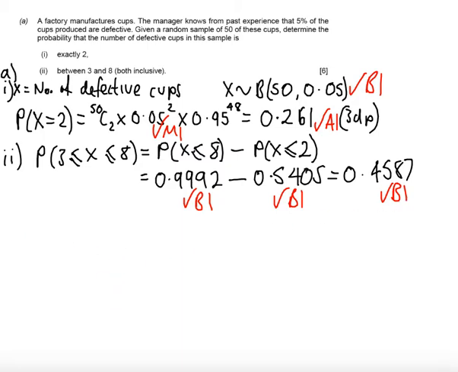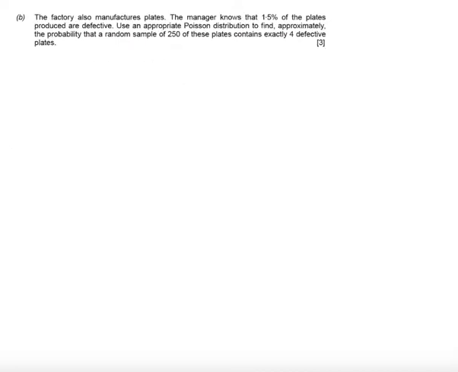Okay then, so let's have a look at part B and see what part B says. Part B says the factory also manufactures plates. The manager knows that 1.5% of the plates produced are defective. Use an appropriate Poisson distribution to find approximately the probability that a random sample of 250 of these plates contains exactly 4 defective plates. So in this question, let's use a different variable because we've already used x for the number of defective cups. Let's use y for the number of defective plates.